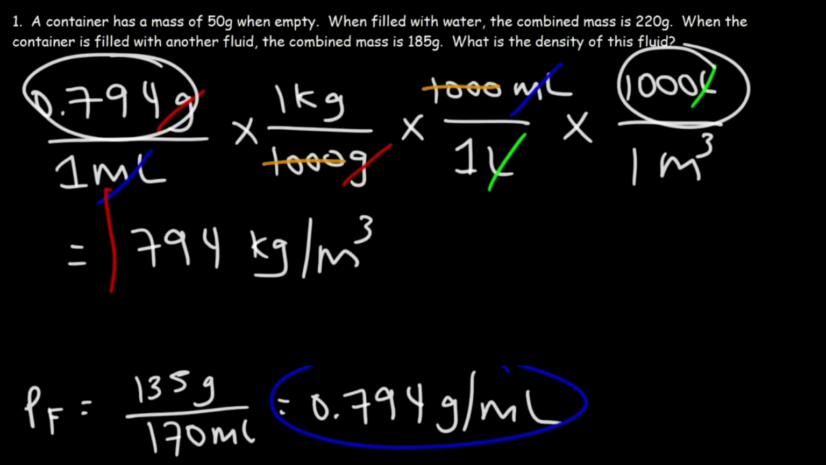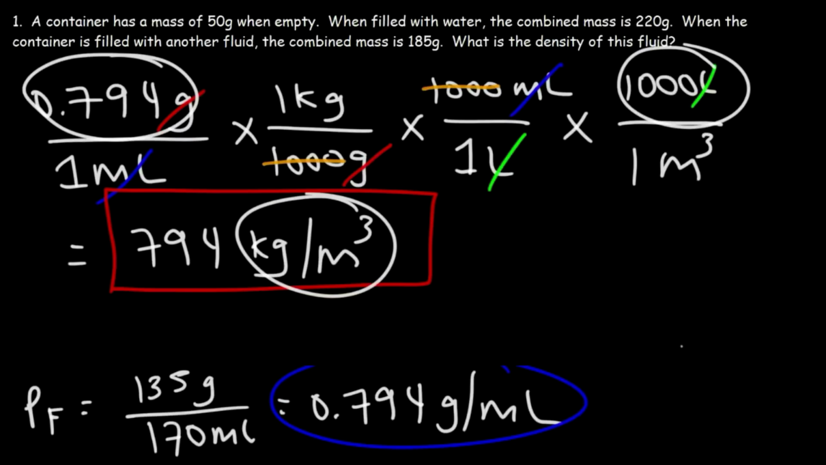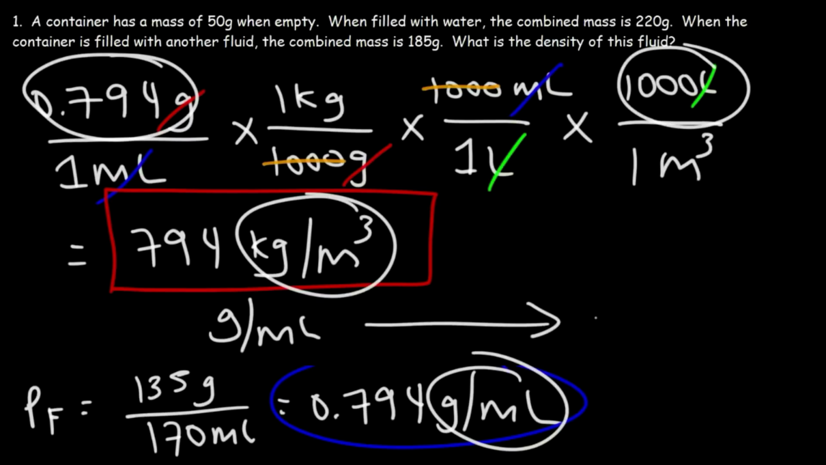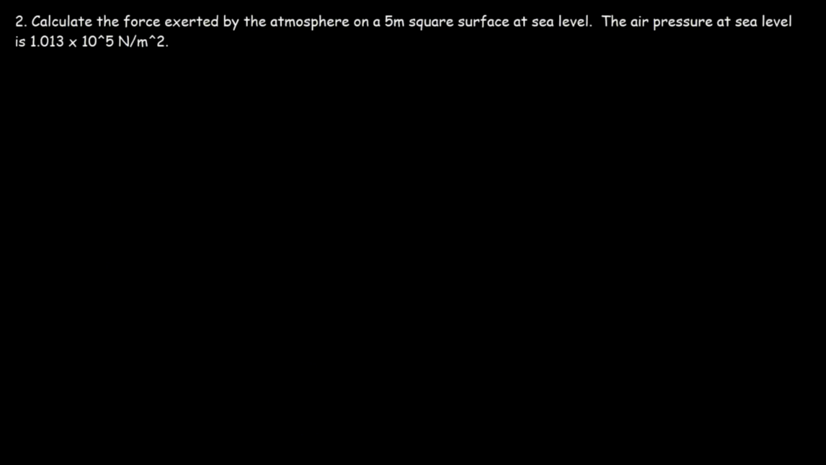In physics, the density of certain materials is reported in units of kilograms per cubic meter, but in chemistry, the units for density is typically grams per milliliter. So just keep that in mind. To convert from grams per milliliter to kilograms per cubic meter, just multiply by 1,000 and you'll get the answer. To go the other way, divide by 1,000.